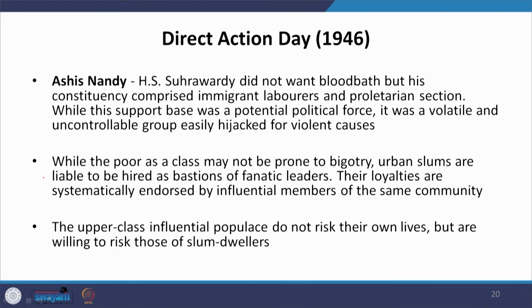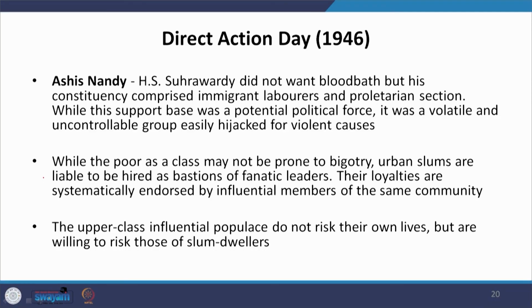Later we see critics such as Ashish Nandi observing that H.S. Sohrawardy did not want bloodbath on Direct Action Day. However, his constituency comprised immigrant labourers and proletarian sections who could not be controlled beyond a point. This support base was a potential political force. However, it was volatile and it was an uncontrollable group that easily got hijacked for violent causes. So, this entire political base was used in a very deliberate fashion and the consequences were almost calculated.